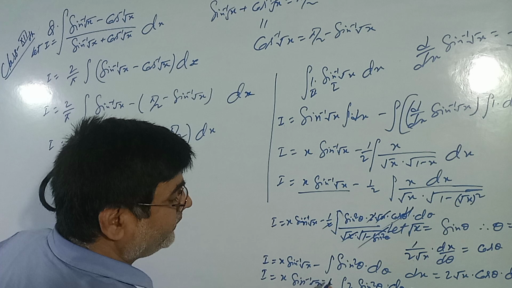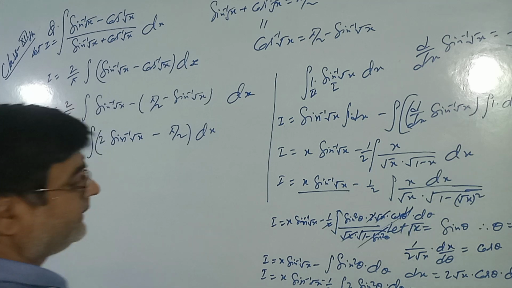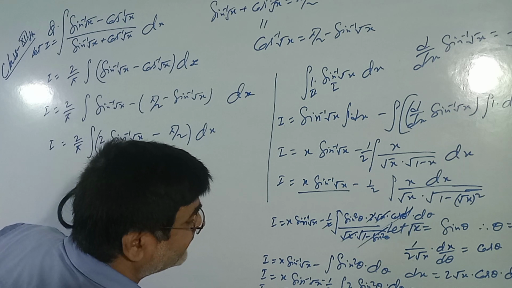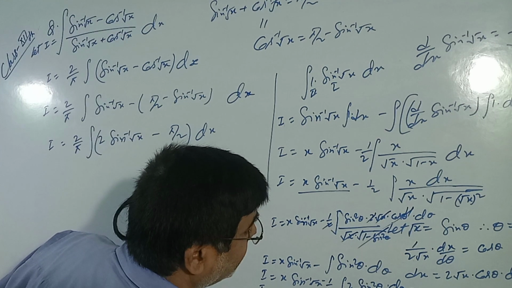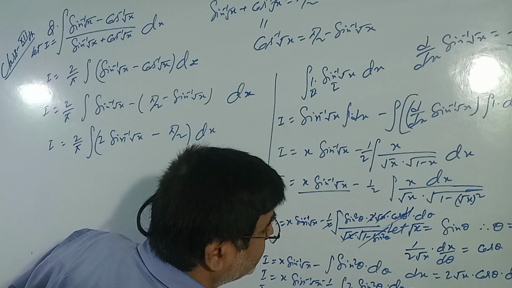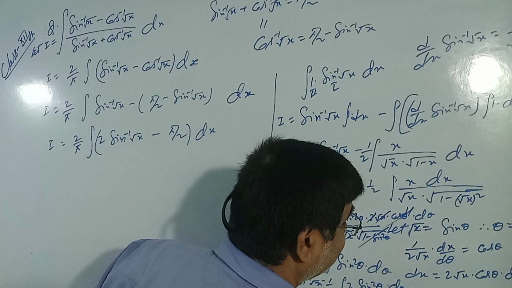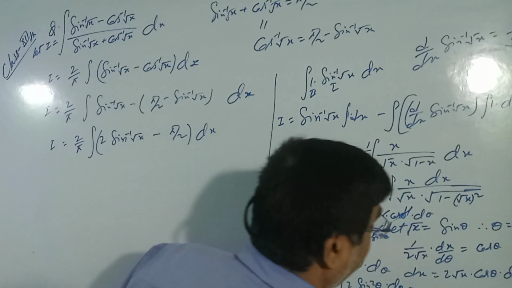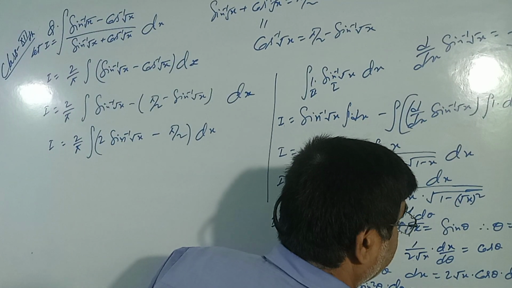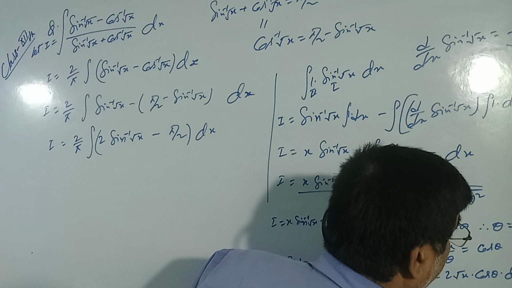It is also written in the form of 2 sin square theta. So I equals x sine inverse root x minus 1 by 2 times the integration of 1 minus cos 2 theta d theta. So x sine inverse root x minus half of theta minus sin 2 theta over 2, plus c.